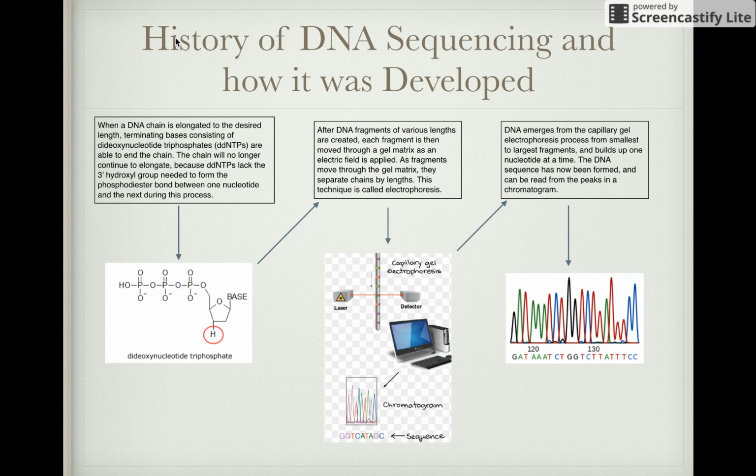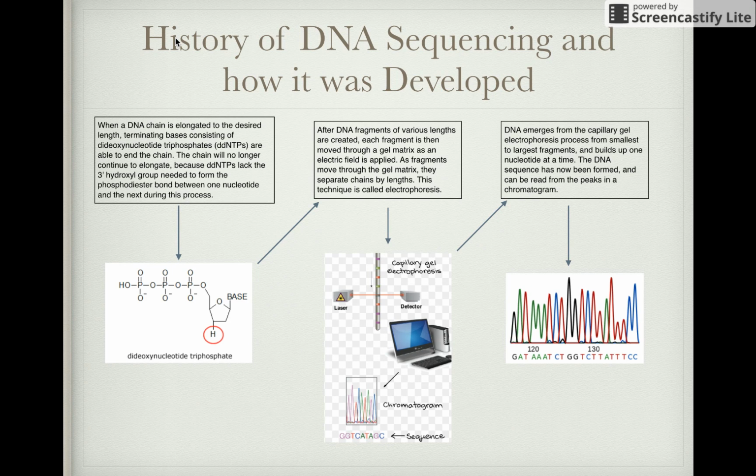And after the DNA fragments of different lengths are created, each individual fragment is then moved through a gel matrix as an electric field is applied. And as it moves through the matrix, the fragments are separated in order of shortest to longest length. And this technique is called electrophoresis.